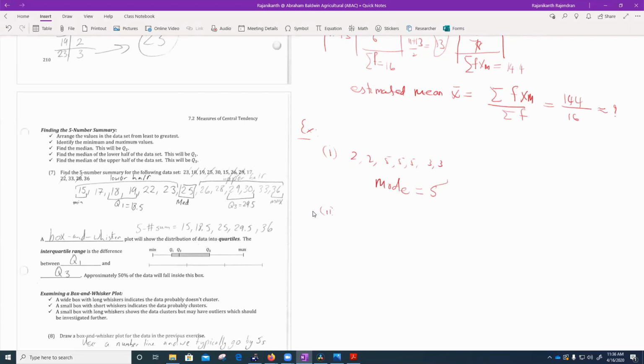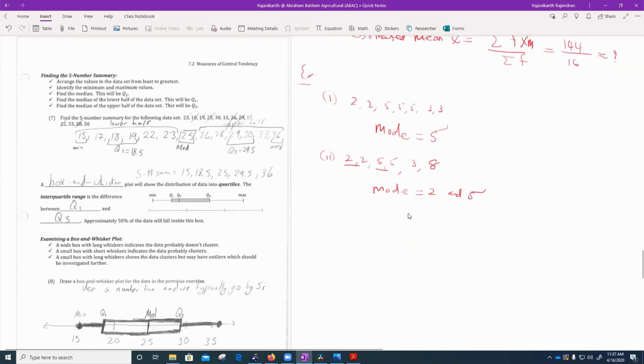Suppose I have a data set like this, now what is my mode? It's still going to be 2 and 5. Very good. Now you have two modes. 2 and 5 occur twice, both of them have the same chances. So now you have several modes, two modes of course, 2 and 5.